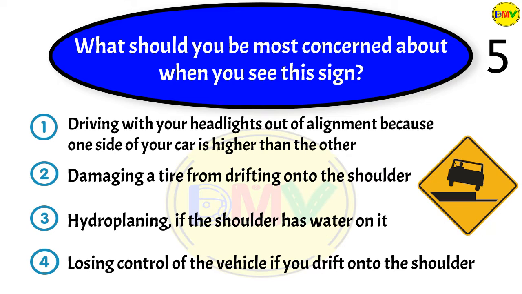The question 5. What should you be most concerned about when you see this sign? 1. Driving with your headlights out of alignment because one side of your car is higher than the other. 2. Damaging a tire from drifting onto the shoulder. 3. Hydroplaning, if the shoulder has water on it. 4. Losing control of the vehicle if you drift onto the shoulder.